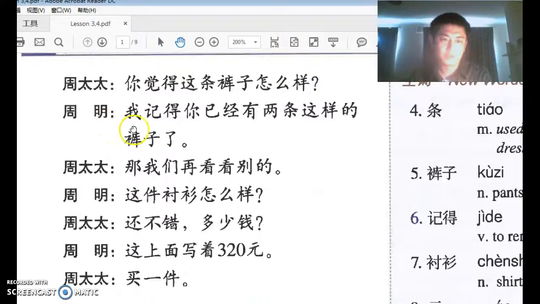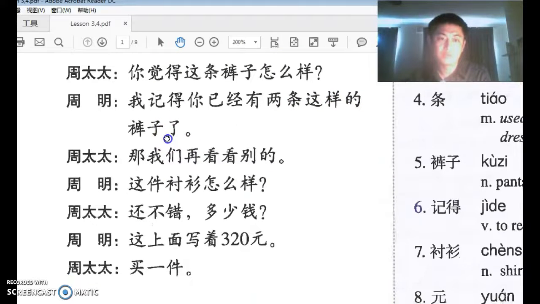And 周明 says, 我记得你已经有两条这样的裤子了. I remember you have already possessed two pairs of this kind of trousers. 条 is used to describe trousers, to measure trousers. So it's "pair". 这样的 is used to modify 裤子, with the help of 的. We have 这样, this kind of trousers.